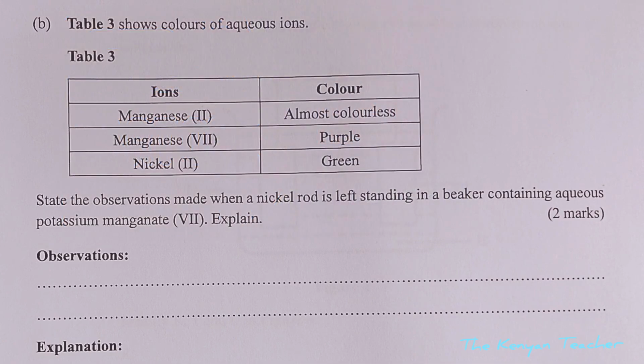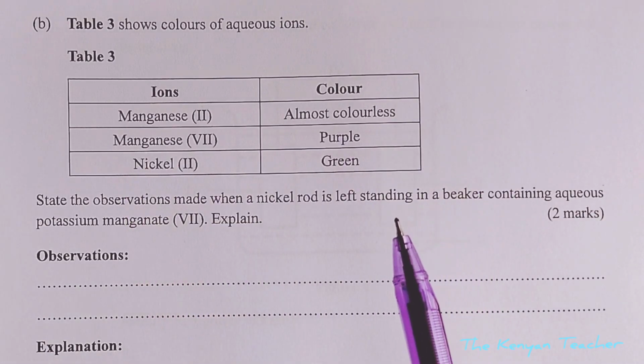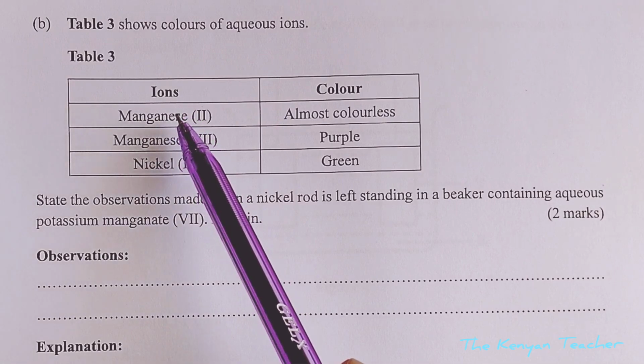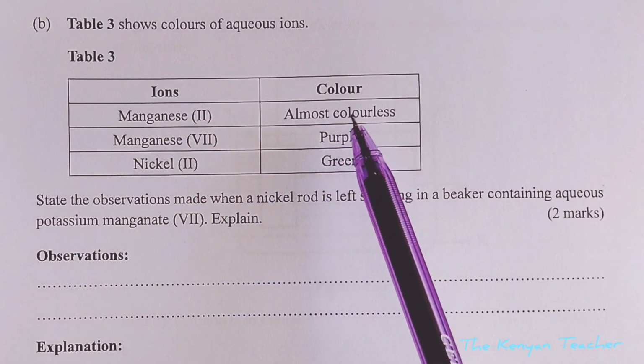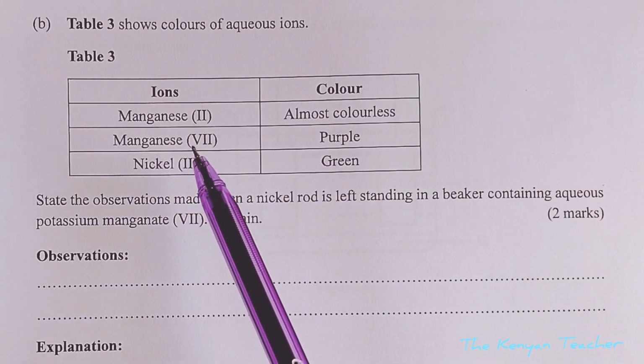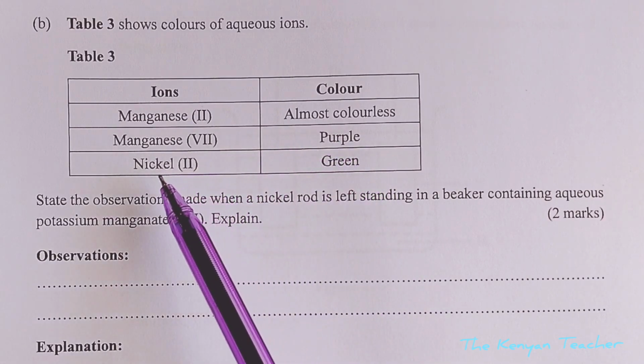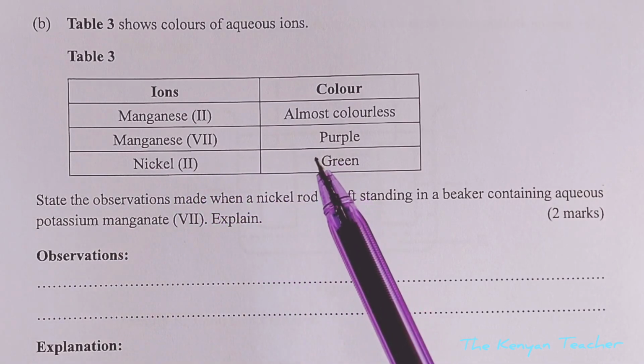So then we proceed to part B. Table 3 shows colors of aqueous ions. So we have ions in the first column and color in the second one. We are told manganese 2 ions are almost colorless, manganese 7 ions are purple, and nickel 2 ions are green.